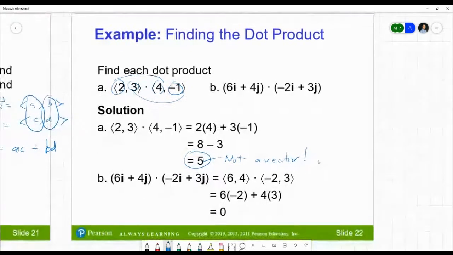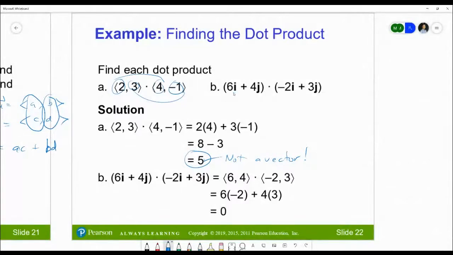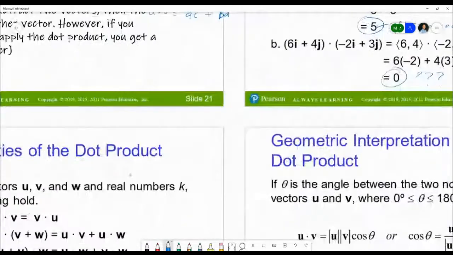This is not a vector. Now here, the same thing. You want to multiply i with i and j with j, and then sum them together. So 6 times -2 and 4 times 3. Now here we get 0. Well, what does that mean if the dot product equals 0? We're going to see what that means in a second when we introduce another formula.